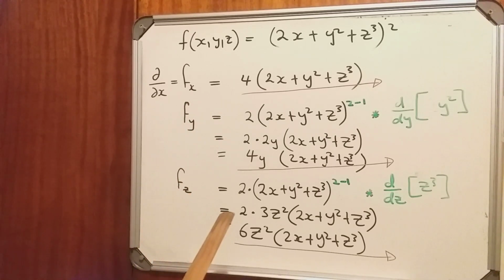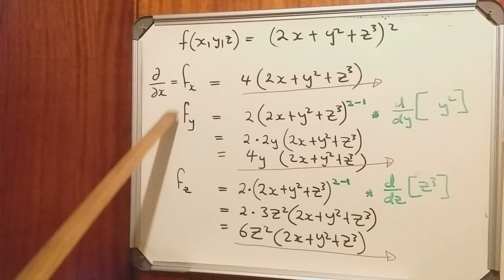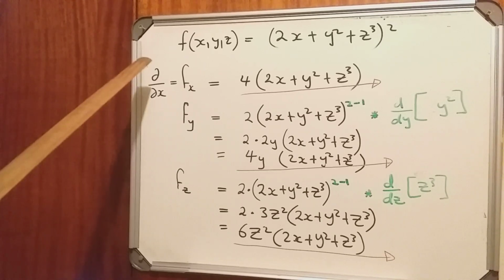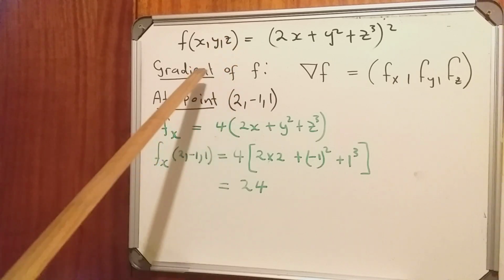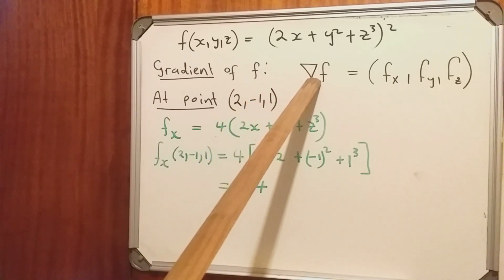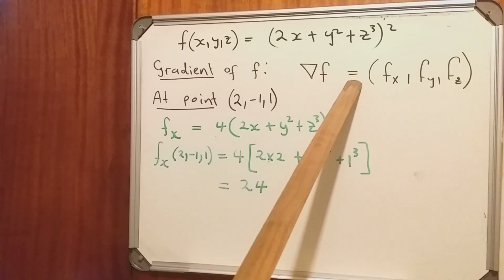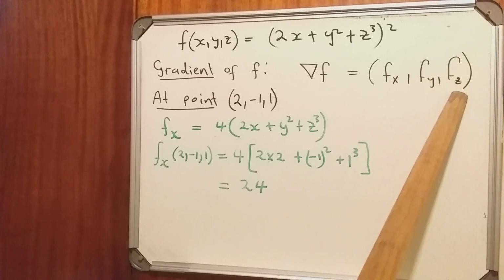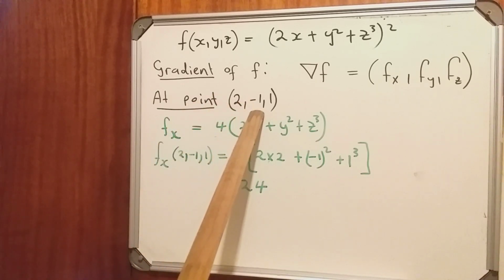So next, we are given a vector and a point. We are going to show you how these are relevant in finding the directional derivative. We are going to use the partial derivatives to find the gradient of f. This sign denotes the gradient. So the gradient of f is equal to the partial derivative in x, the partial derivative in y, and the partial derivative in z, at the point (2, -1, 1).